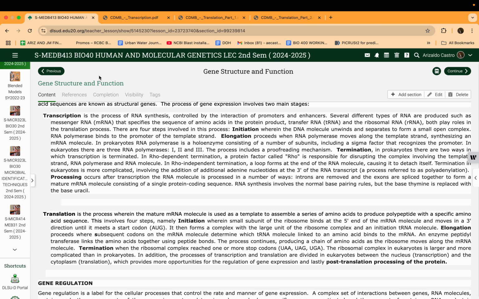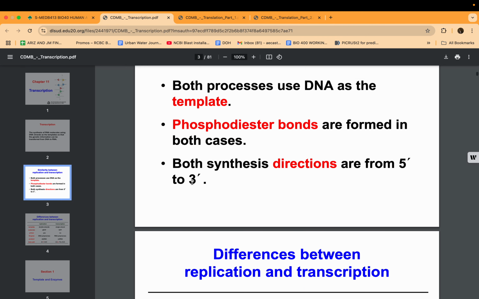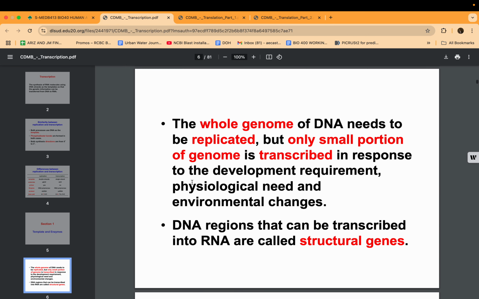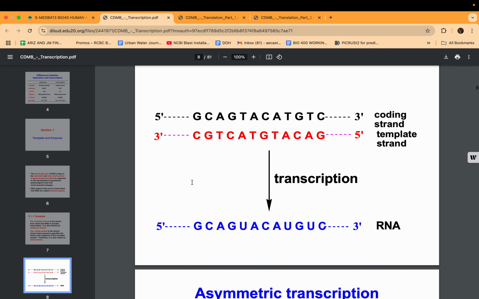Okay, so let's have some visuals for reinforcement of learning. Let's take a look at transcription. So the components: the template strand is the strand from which the RNA is actually transcribed, and we also call it the antisense strand. Here, from the template strand, after transcription, you have an RNA molecule with nucleotides complementary to the template strand.